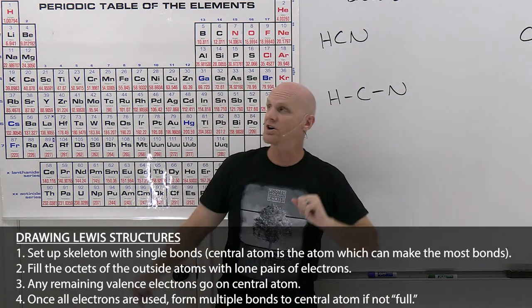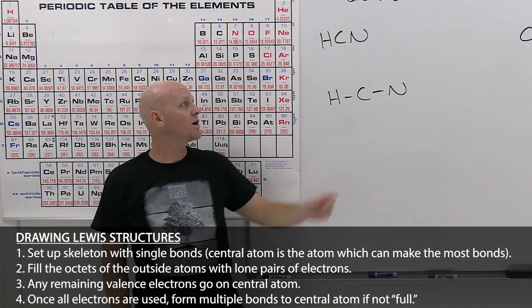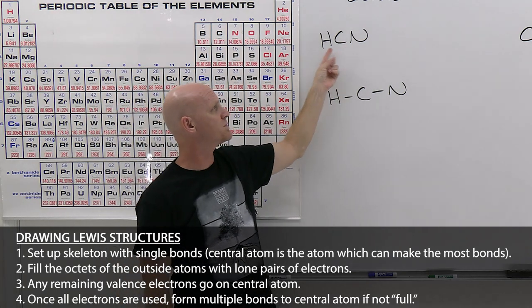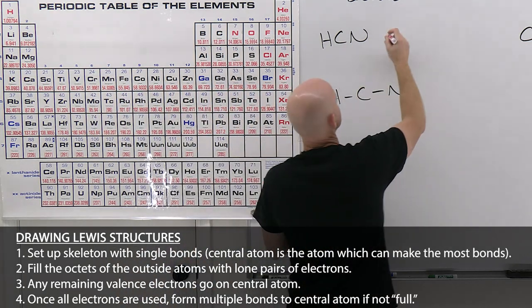So hydrogen has just the one. Carbon's got the four, and nitrogen's got five. And five plus four plus one is 10 valence electrons.